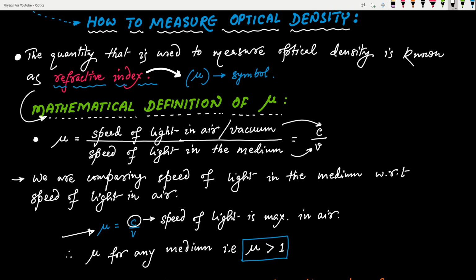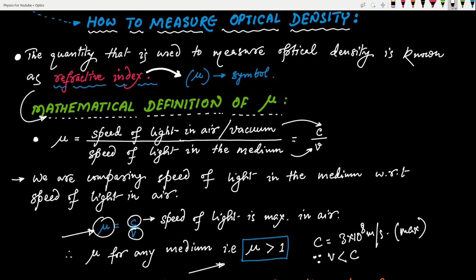Now the value of c is 3 into 10 to the power 8 meter per second, and this is the maximum value that the speed of light can have, that is, in air or vacuum. Therefore, since v is always less than c, the value of mu will always be greater than 1. For any medium, refractive index mu is always greater than 1.